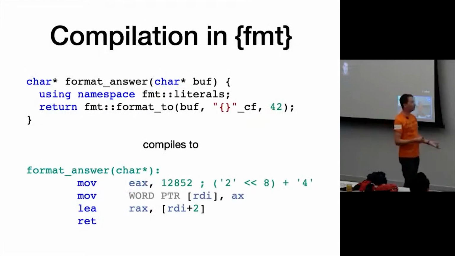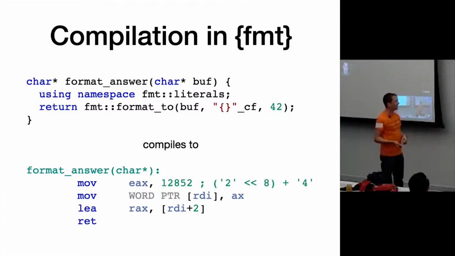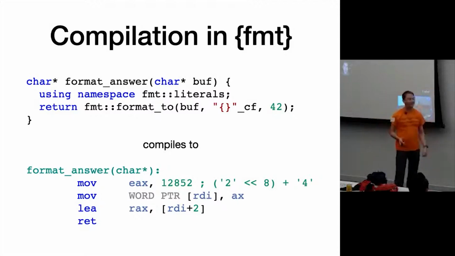In FMT, you have a choice. By default, it does only format string checks at compile time, but you can opt into format string compilation. There are two ways to do it. There is a fancy way through literals, the _cf user-defined literal, which stands for compiled format. And there is an old school way through macros for older compilers.